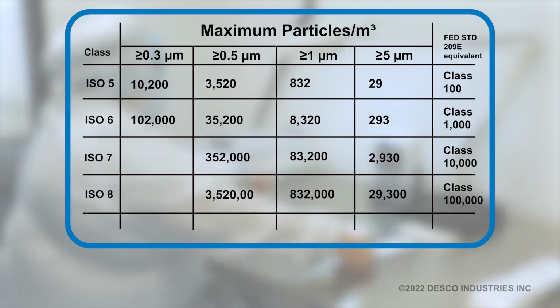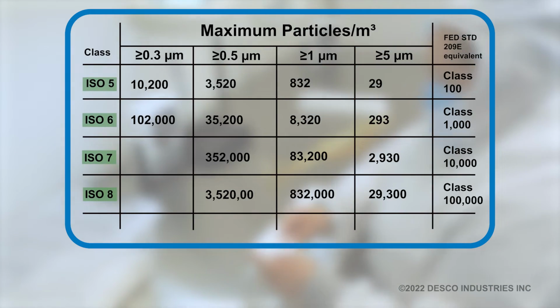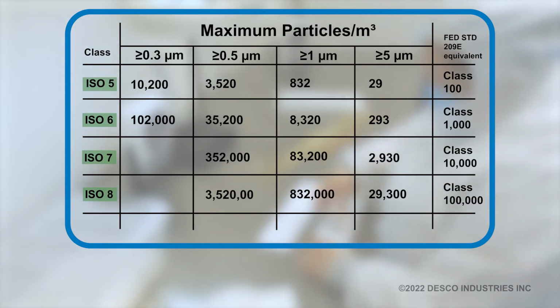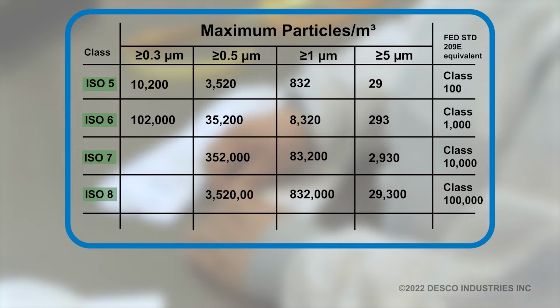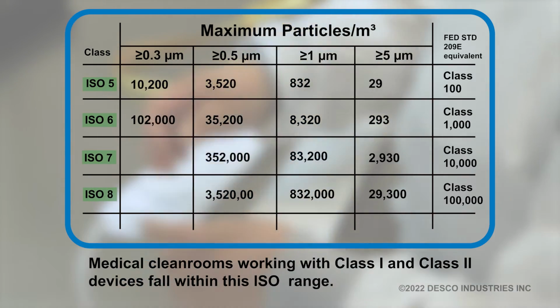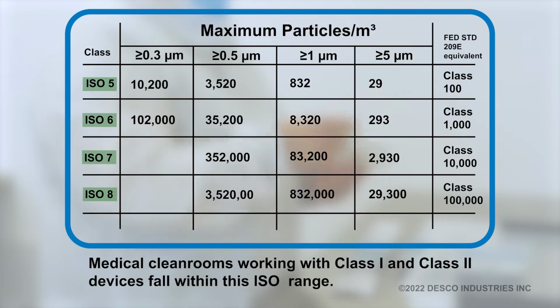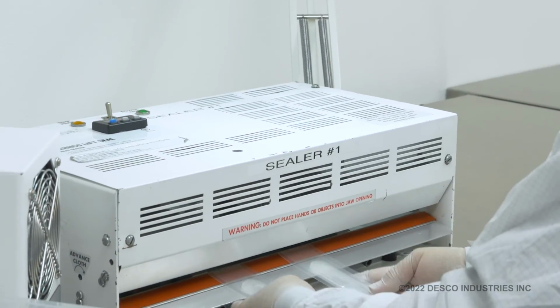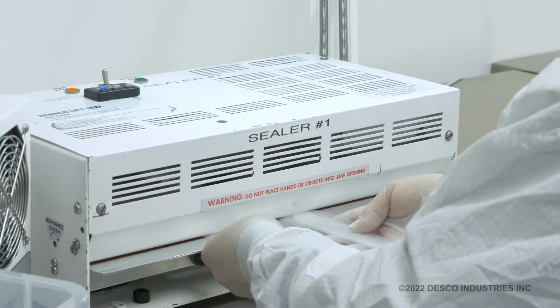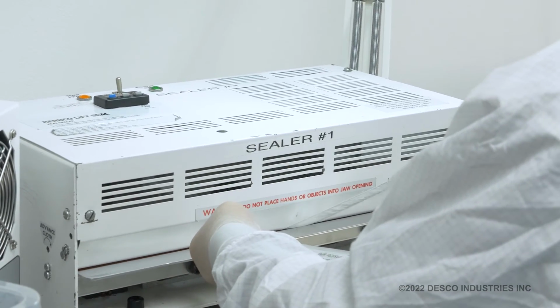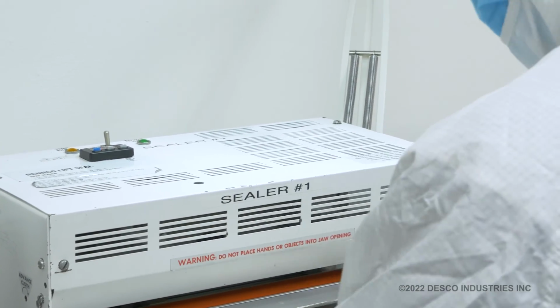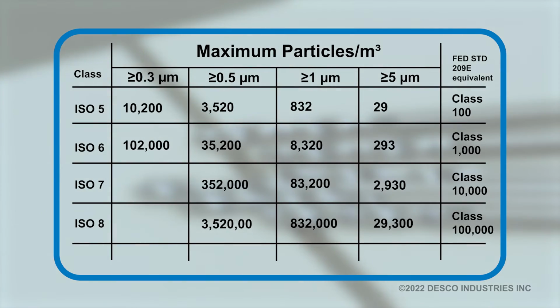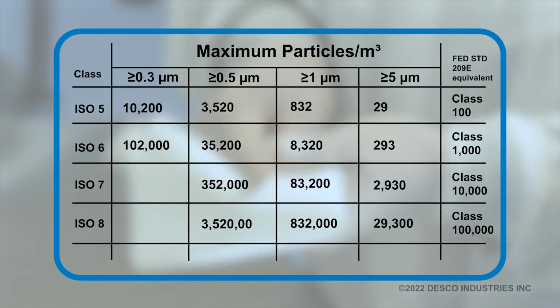Most medical device manufacturing cleanrooms must comply with ISO Class 5 through 8 standards. Medical cleanrooms working with Class 1 and Class 2 devices fall within that ISO class range. Medical device packaging cleanrooms, while closely monitored to prevent contamination, especially through the potentially damaging effects of static electricity, operate within ISO Class 7 to 8 standards.